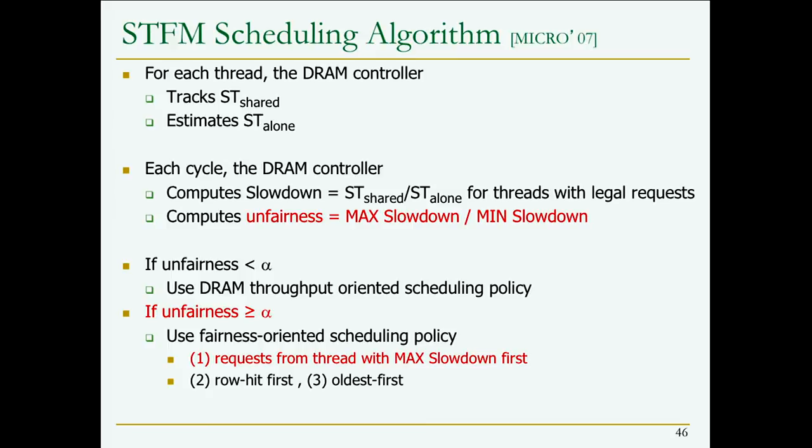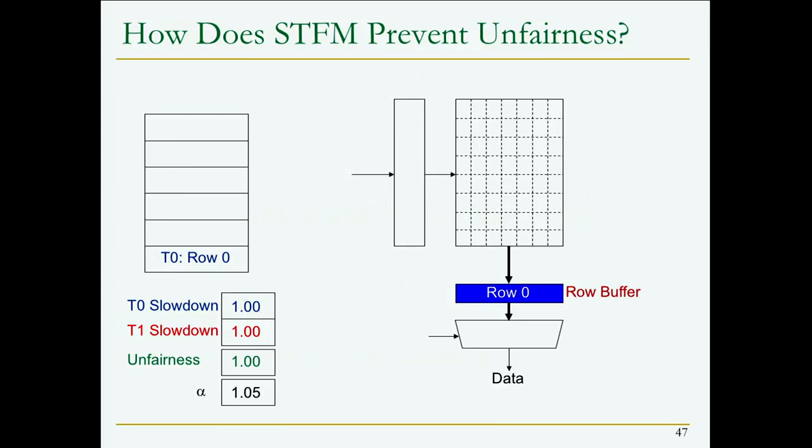So that's the key idea, basically. You figure out the unfairness in the system, and you keep switching between two policies. If unfairness is under control, that's good, you do business as usual. If unfairness is not under control, then you switch to a policy that tries to ensure fairness.